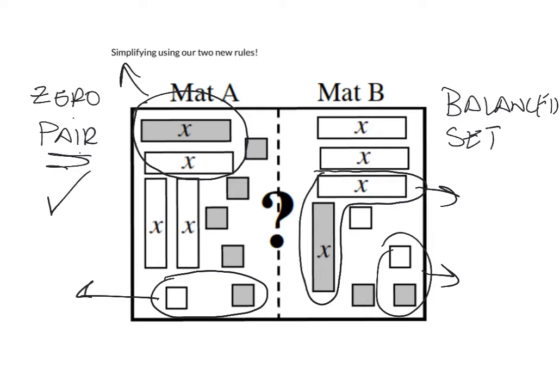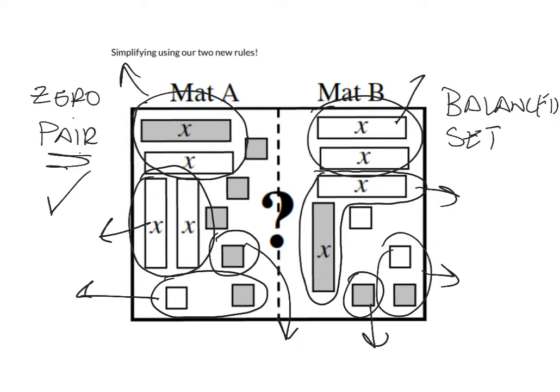Now, once I am done with my zero pairs, I can go ahead and check out my balance set. A balance set is pretty simple. If you have a tile that both sides share, mat A or mat B, you can take them off of the board. And as you keep going, you end up simplifying all the balance sets. Now, if there's anything left, I don't think so. So I would say we're done.